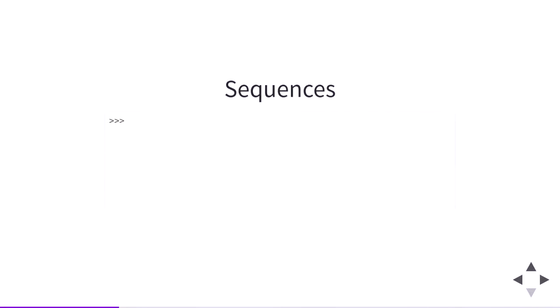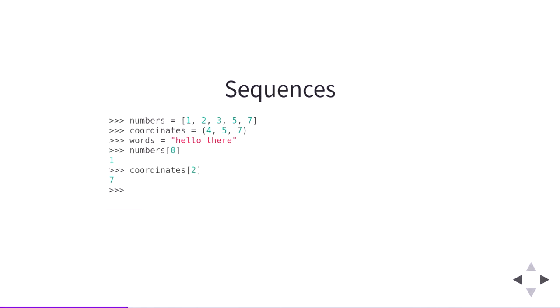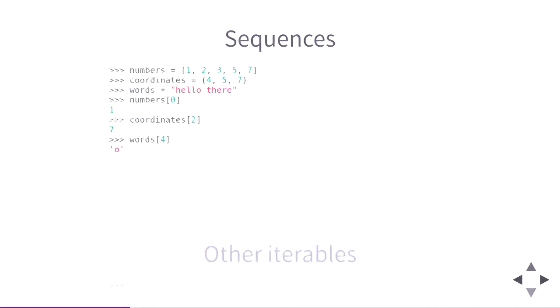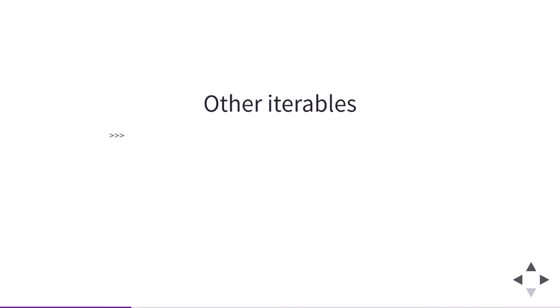Sequences are a very common type of iterable in Python. Lists are sequences, tuples are sequences, and strings are sequences. Sequences are iterables which can be indexed starting from 0 and ending at 1 less than the length of the sequence. Lists, tuples, and strings, and all of the types of sequences can be indexed in this way. They have other features, they have lengths and slicing, but I'm not going to talk about those things.